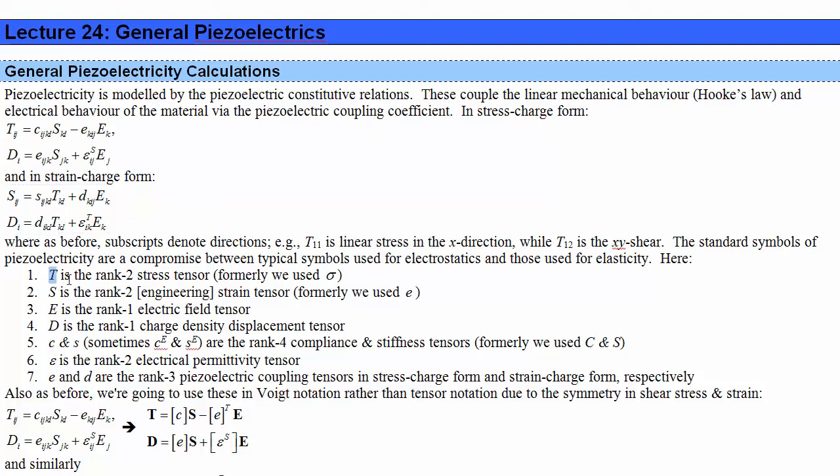So now T is the stress, S is the strain, E is electric field, D is the charge density displacement, C is stiffness, and s is the compliance, but now we're using small letters rather than capital letters because we've got a capital S for the strain. Epsilon is permittivity. E and D are the piezoelectric coupling tensors, which are rank 3.